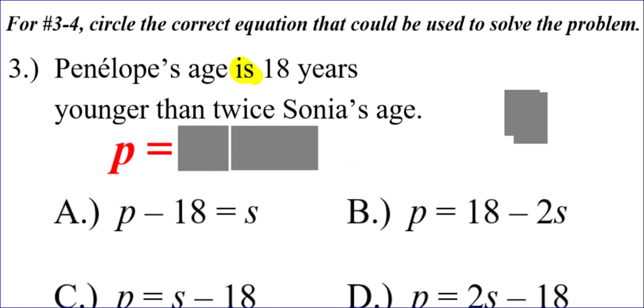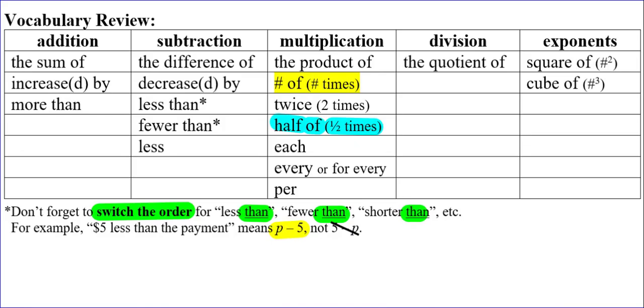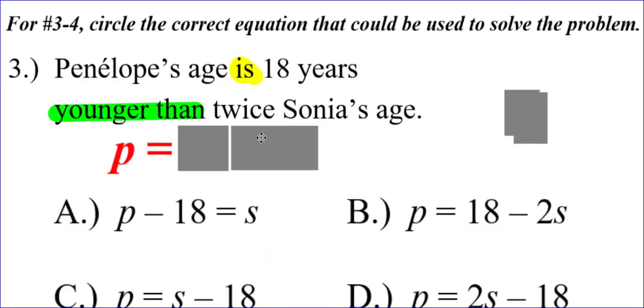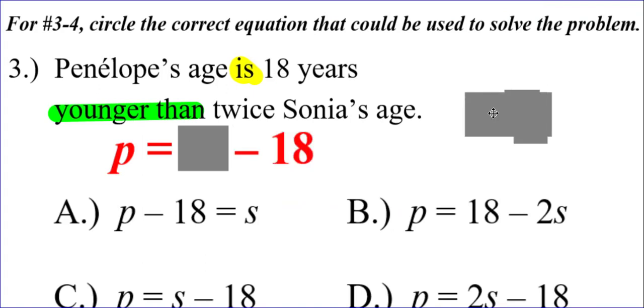And then it says 18 years younger than. Younger than is like less than or fewer than or shorter than. And that's what I was talking about underneath the chart, how those phrases with the word than, you have to switch the order. It will mean subtraction, just like less than, fewer than, or shorter than would mean subtraction. Younger than works the exact same way. So it's not going to be 18 to the left of the minus. You have to switch the order anytime you have less than, fewer than, younger than, like we have on this problem.